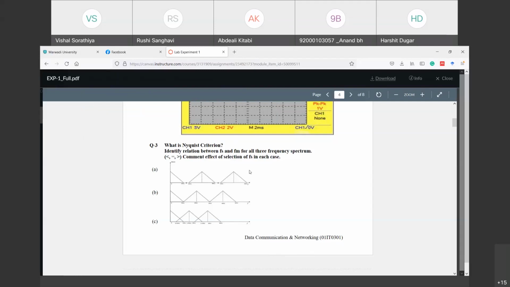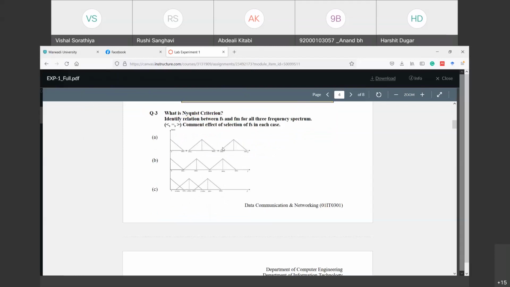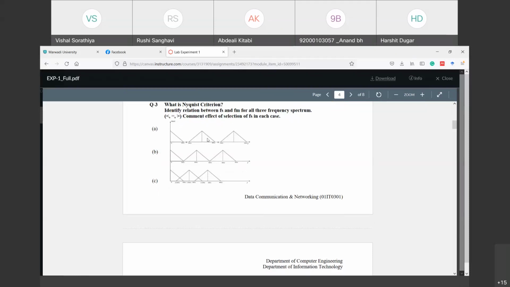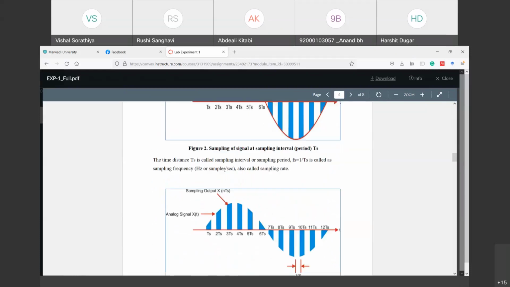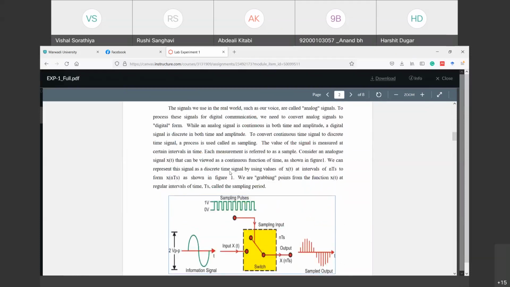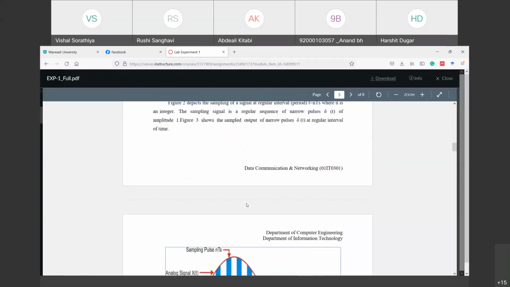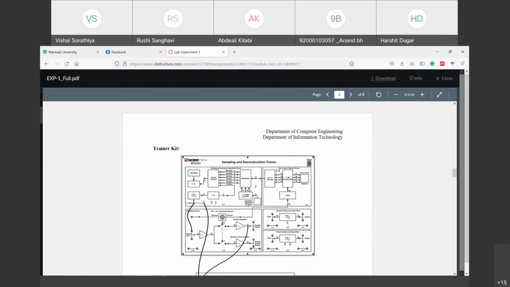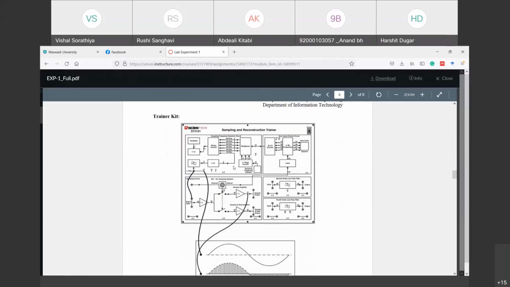So what you need to do in the second exercise, you need to identify the Nyquist criteria by looking at this frequency diagram, whether the Nyquist criteria is less than, greater than, or equal to the sampling frequency and the main frequency. Then after that, just see this theory of what the sampling process is and how the sampling is going to be created. And what is this? This is actually the hardware diagram of that one.